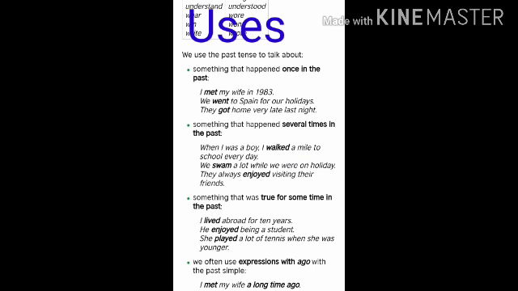Let's begin with the uses. First set of examples we have, I met my wife in 1983. We went to Spain for our holidays. They got home very late last night. So here we get to know that the tense is used to talk about things which took place only once earlier. Another example we can take, India became independent in the year 1947.